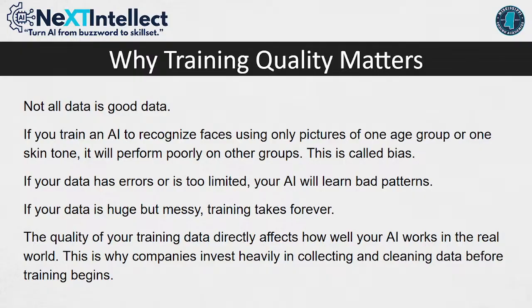If your data has errors or is too limited, your AI will learn bad patterns. If your data is huge but messy, training takes forever. The quality of your training data directly affects how well your AI works in the real world. This is why companies invest heavily in collecting and cleaning data before training begins.